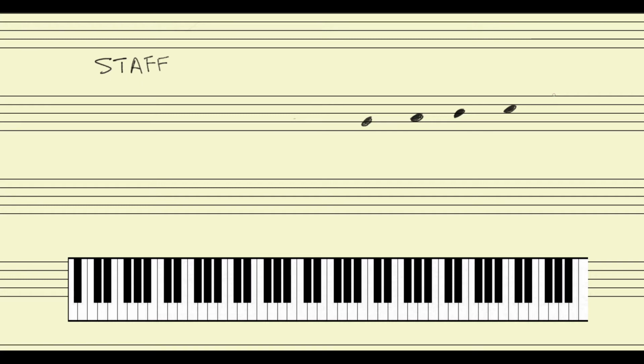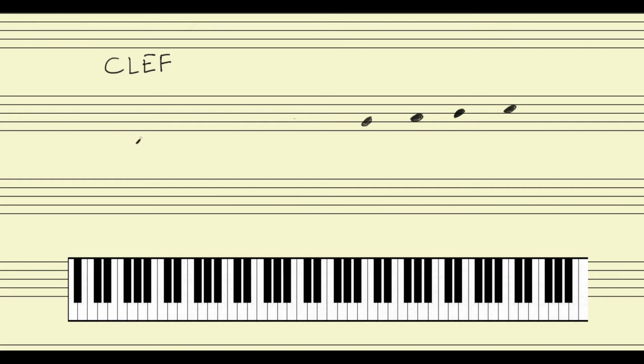So for that, we're going to need a key, almost like how a map has a key, the part of the map that tells us what all the symbols mean. We need a key as well to the staff to tell us what all of those lines and spaces are going to mean. And that key is going to be a musical symbol called the clef. In fact, that word clef comes from the French word for key.